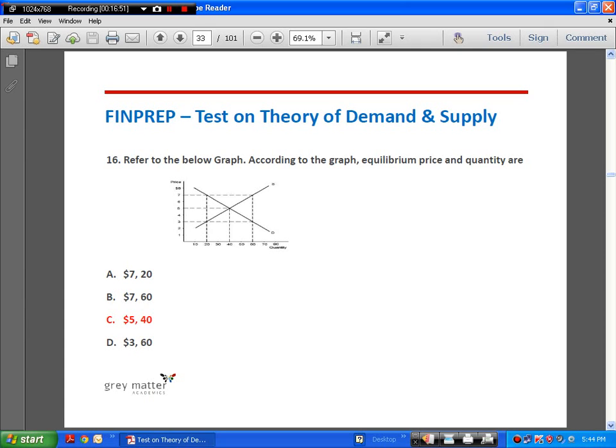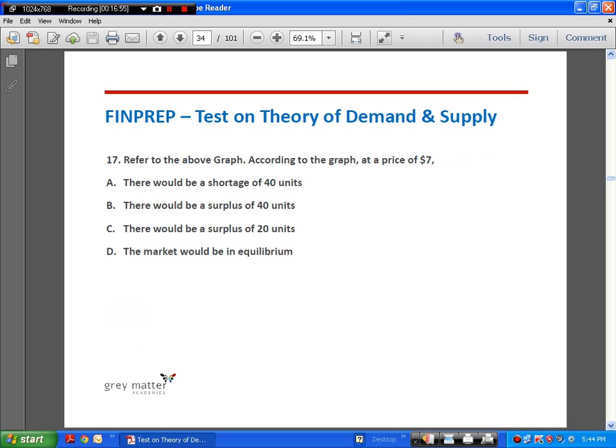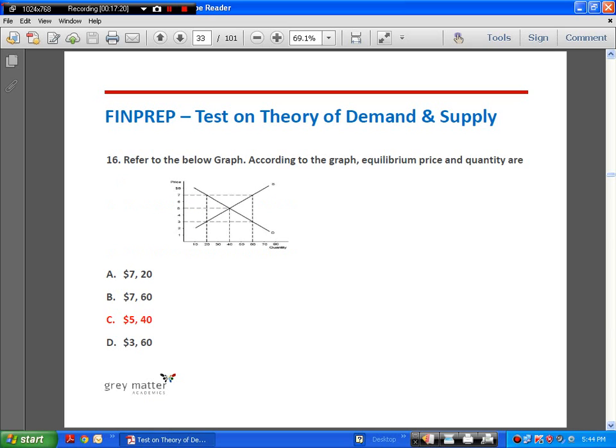Now the next question, also related to the same graph, the 17th question: refer to the above graph. According to the graph, at a price of $7, A, there would be a shortage of 40 units, B, there would be a surplus of 40 units, C, there would be a surplus of 20 units, D, the market would be in equilibrium. Now going back to the previous diagram, we have already noted that the equilibrium price is $5 and equilibrium output is 40 units.